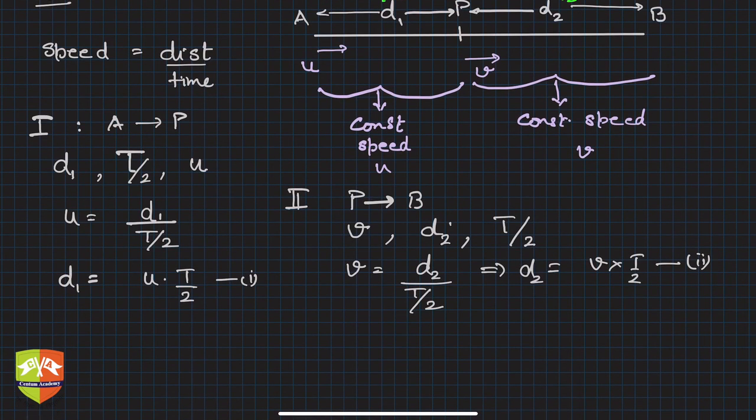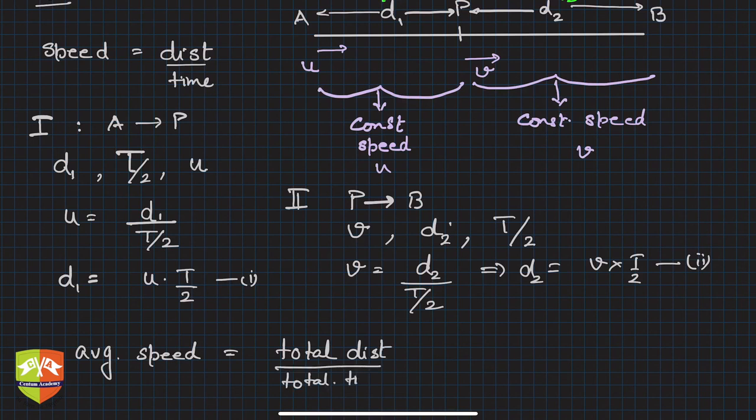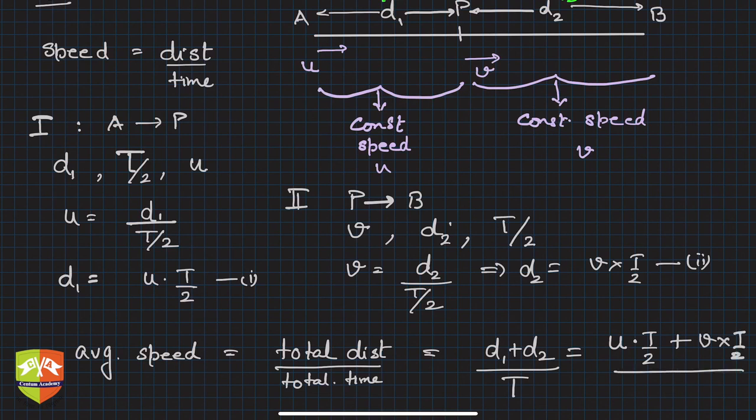Now, the demand of the question. Average speed, for any case, will be total distance traveled divided by total time taken. Total distance was AB, which is d1 plus d2. Sum of the two distances divided by capital T, the total time taken. Let's see if we can eliminate all these variables. What is d1? From equation 1, it is u into capital T by 2. And d2, from equation 2, is v into T by 2, all divided by capital T.